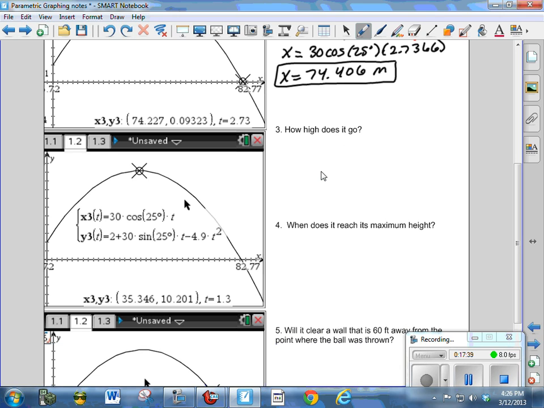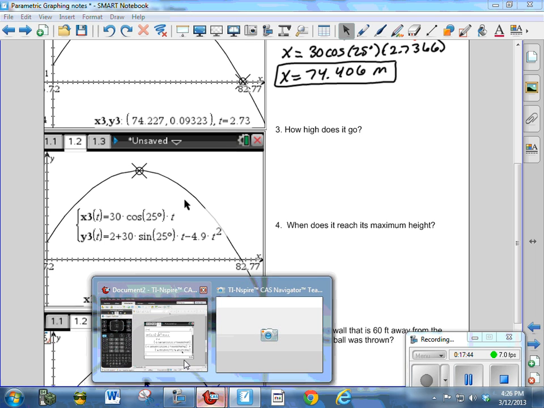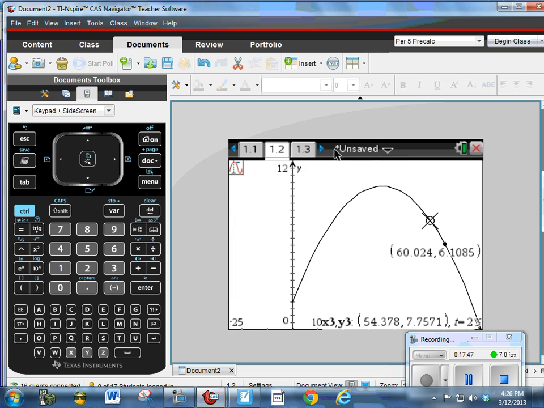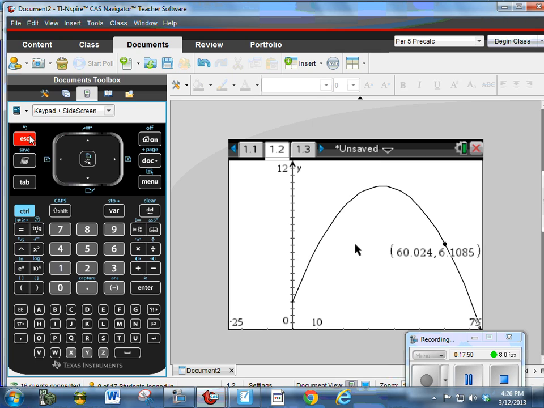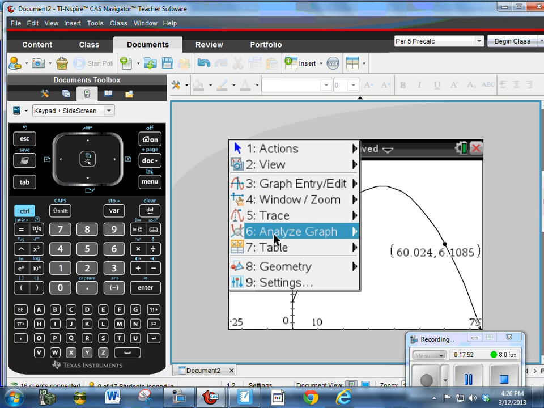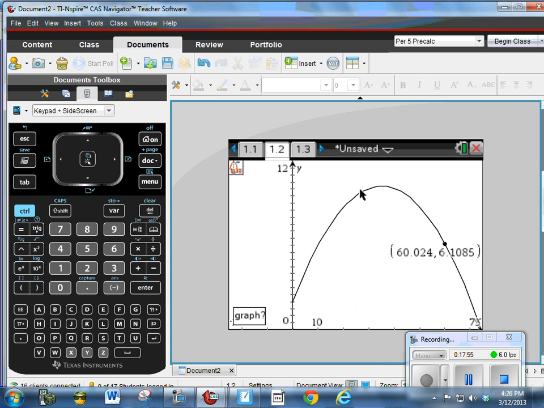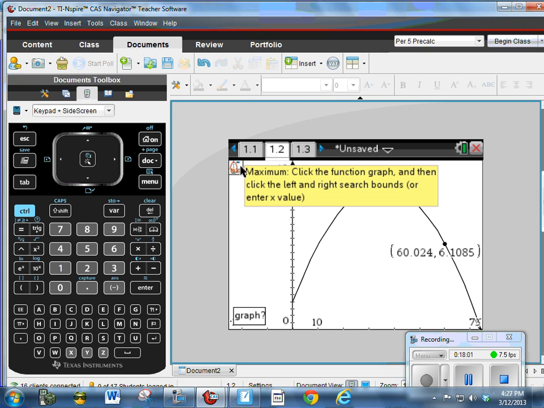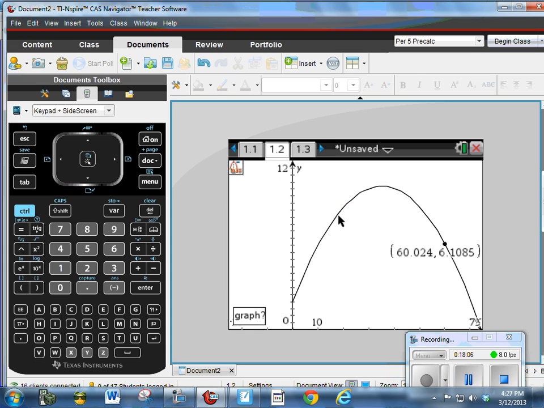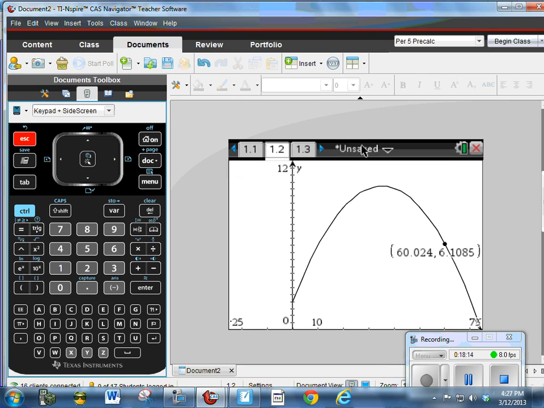That would be fine. I'm not sure if I can use the maximum feature in here. Let's check it out. So I'm going to escape out of trace here, and I'm going to go to menu, analyze graph, and maximum. Let's see what this says. Click the function graph and then click the left and right search bounds. Okay, apparently this is not allowing me to do this unless it's in function mode. So that particular feature doesn't work in parametric mode. So at this point you can just trace to find that. That would be fine.